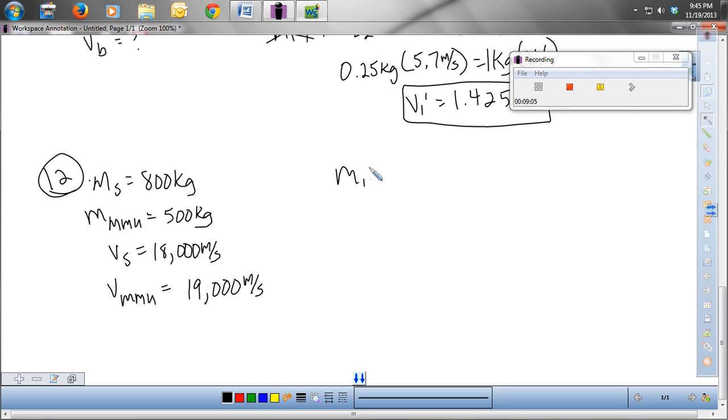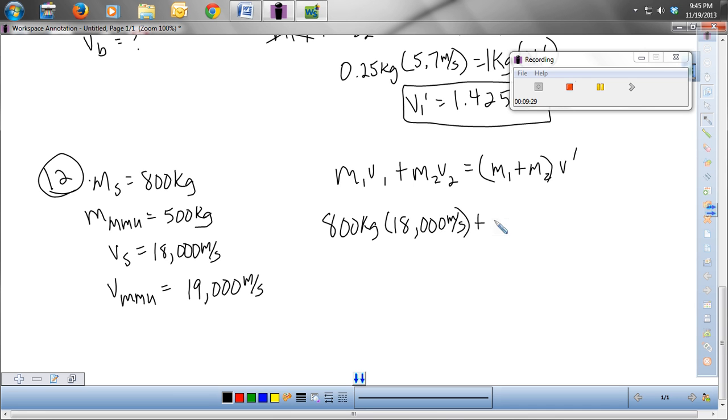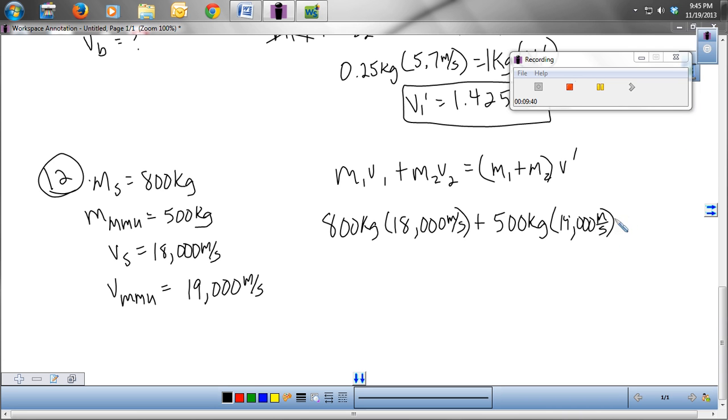So I said M1V1 plus M2V2 is equal to their combined mass, because the astronaut hooks up with the satellite, times their new common velocity. So 800 kilograms times 18,000 meters per second plus 500 kilograms times 19,000 meters per second is equal to 1,300 kilograms, because that's the total mass, times their new common velocity V prime. And when I did that, I got V prime to be 18,385 meters per second.